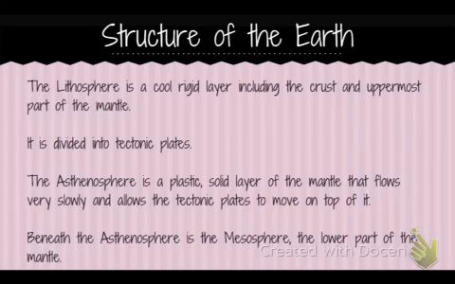Beneath the asthenosphere is what we call the mesosphere, and that's just the last part of the mantle. So these really come into play when we separate the mantle into the upper, middle, and lower mantle. The upper mantle and the crust is the lithosphere, the middle mantle is the asthenosphere, and then the lower mantle, the bottom mantle, is the mesosphere.